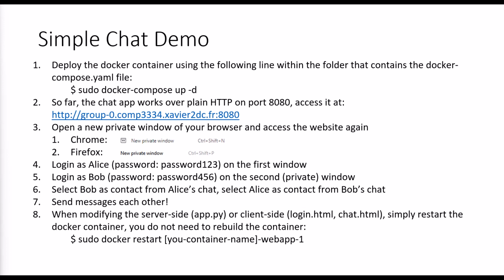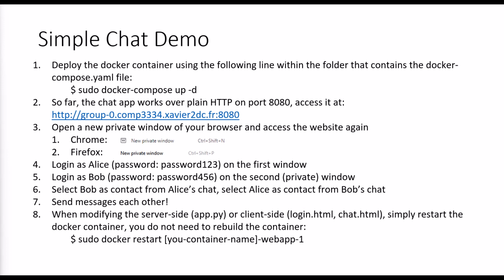You will be able to select the contact with which you want to talk. For example, Alice can select Bob and Bob can select Alice. Once that's done, the chat app will fetch new messages every second. You can start sending messages between each other.